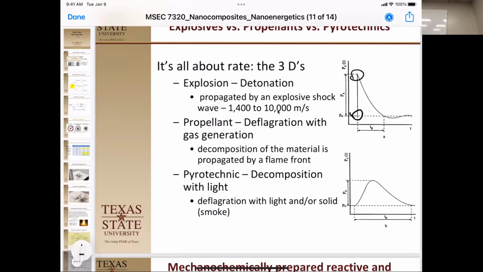So what we're going to look for in our materials is two things. We're going to look for a detonation velocity or a shock wave, or we're going to look for burn rate. There's a bunch of different tests we do for these burn rate systems. Okay.